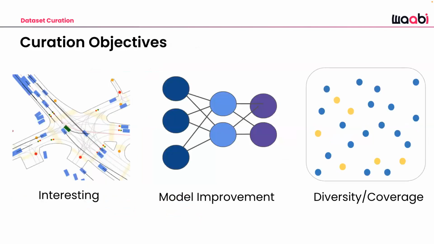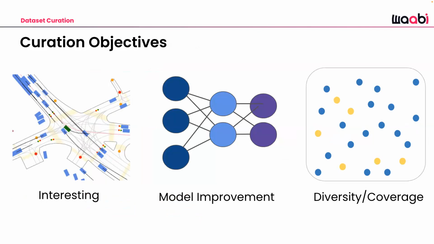Before diving into specific curation techniques, as before, we need to start with the desired properties that we might want to optimize as part of our curation process. First, we would like a data set to be interesting and to contain challenging scenarios that are useful for training our models. Of course, this definition of what is interesting can depend a lot on the task, and we will see some specific examples in a bit.